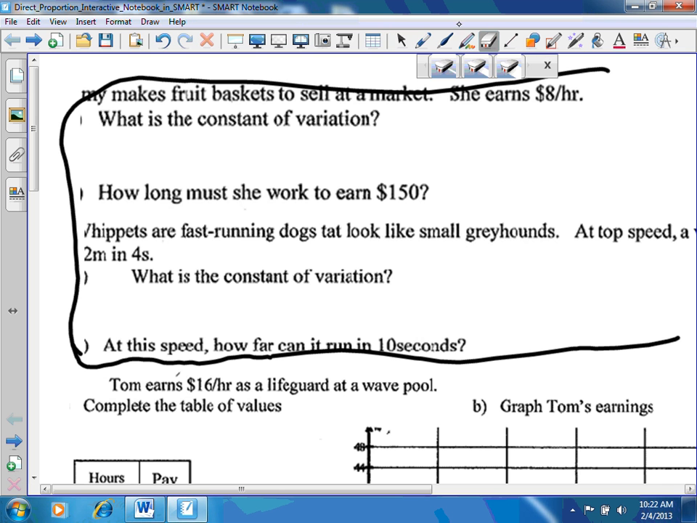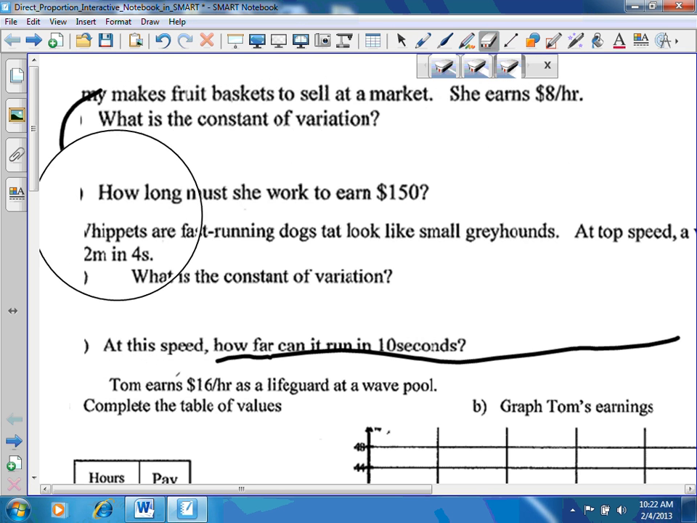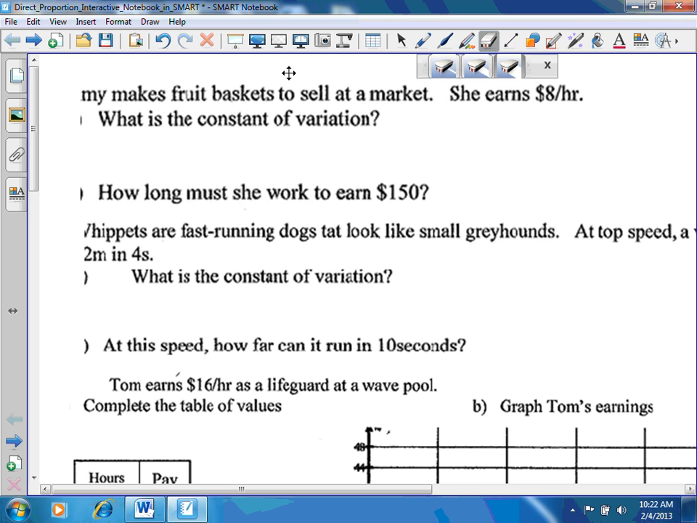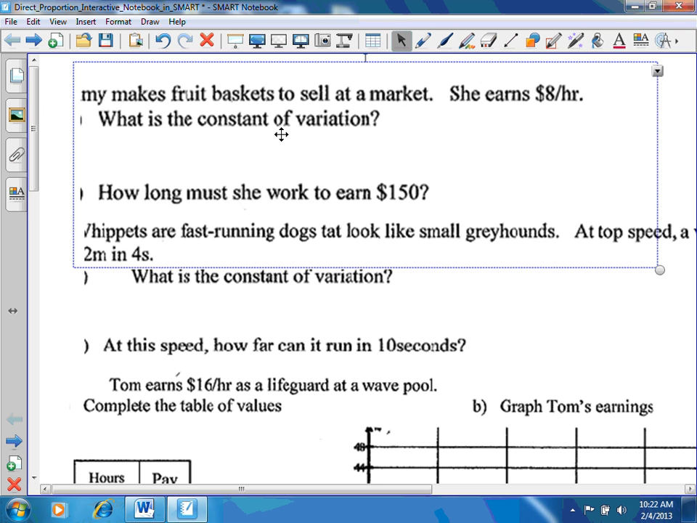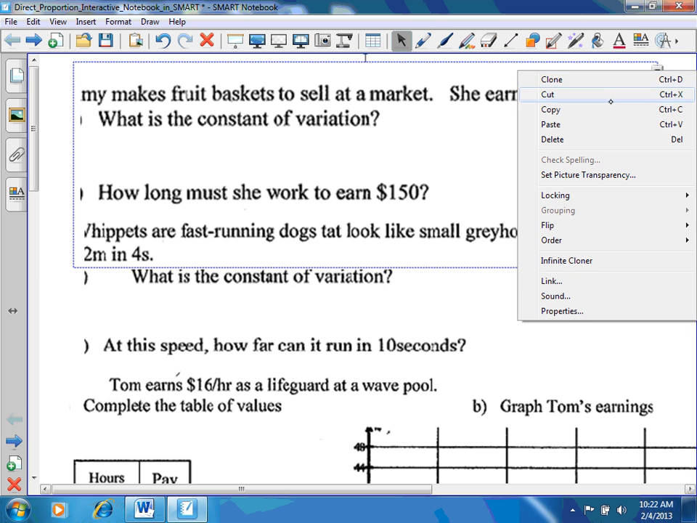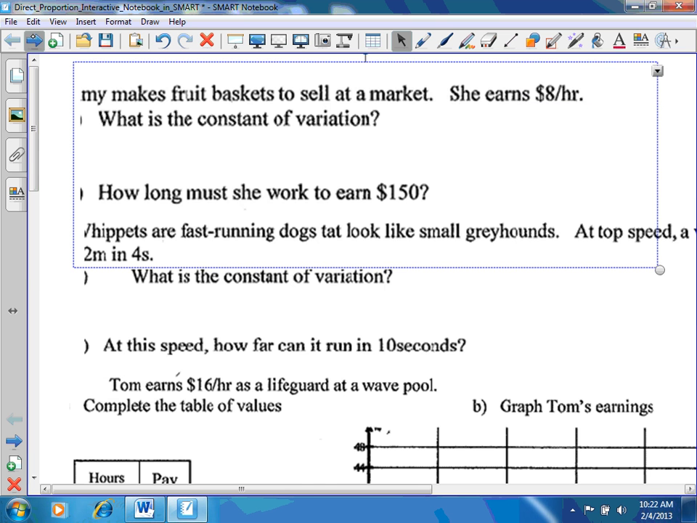Cut that whole chunk. Glue it down. We're going to glue it down underneath the Tom problem, unless you have to flip over to the back and find it. I have enough room to write on. Good. Alright, glued it down.